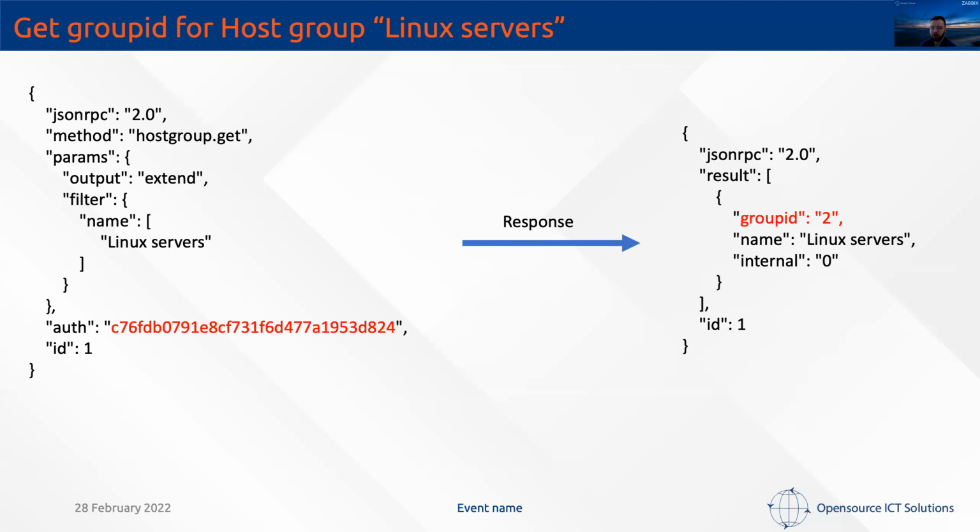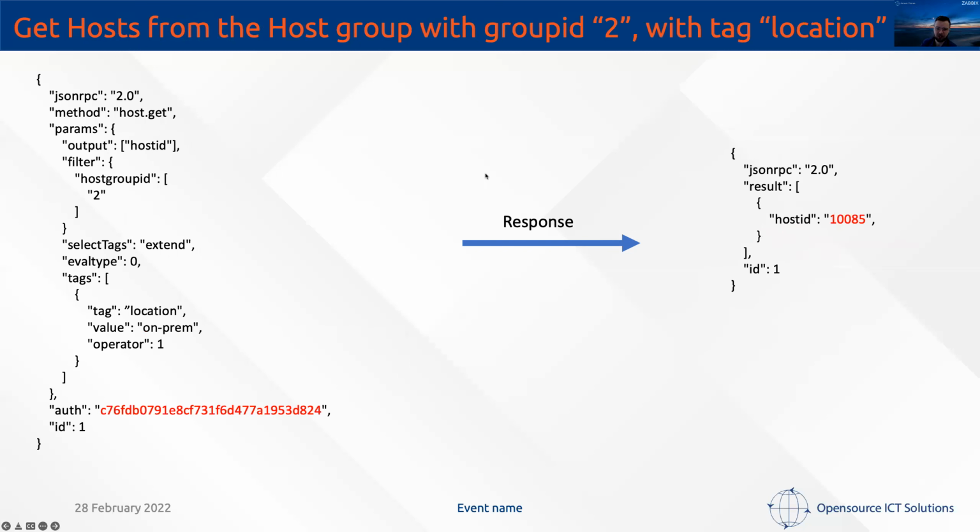Now, we can get the group ID for the host group Linux servers as follows. We simply use the method hostgroup.get. We specify any filters. Like we said, the objective was to get all of the hosts in the host group Linux servers, so the filter we specify is Linux servers. We still need that authentication token. If the authentication goes well, the method is executed, and the response we get is group ID 2 for the name Linux servers. So now we know the group ID, which is what we need in the next call.